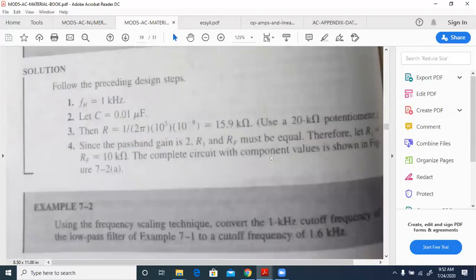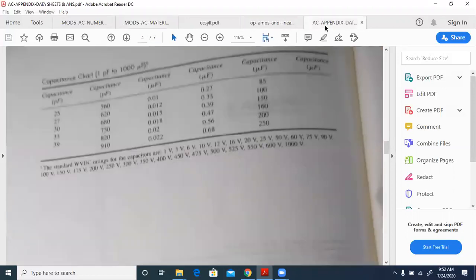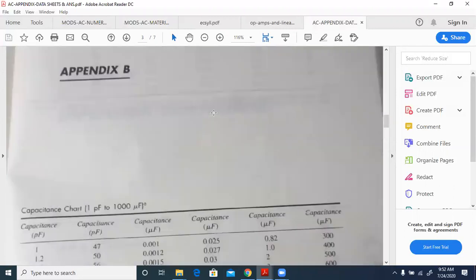So that's what is done over here also. He has done that only. Design taken FH equal to 1 kilohertz, C is equal to 0.01 microfarad. R, he has tried to find, 15.9 kilo ohms, by writing 1 by 2 pi FH C. Because the standard value of this is not available, right? 15.9 kilo ohm is not available. You can see in the appendix, right?